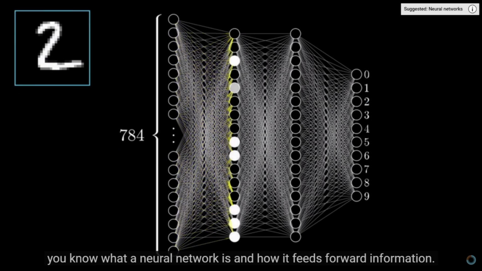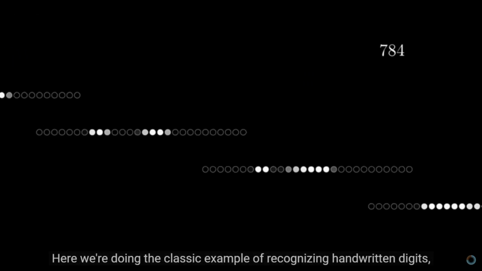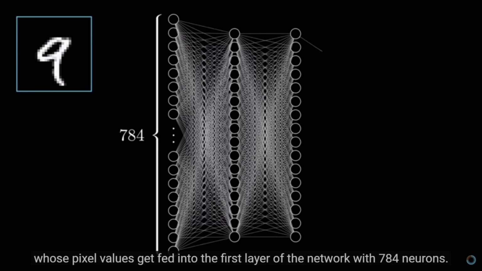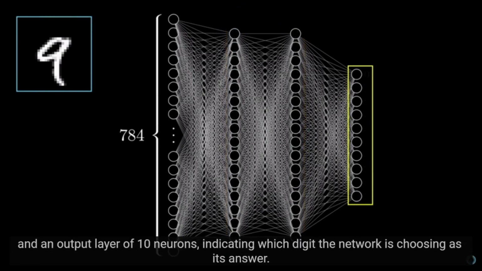If you watched the last 2 videos, or if you're just jumping in with the appropriate background, you know what a neural network is, and how it feeds forward information. Here we're doing the classic example of recognizing handwritten digits, whose pixel values get fed into the first layer of the network with 784 neurons, and I've been showing a network with 2 hidden layers having just 16 neurons each, and an output layer of 10 neurons, indicating which digit the network is choosing as its answer.